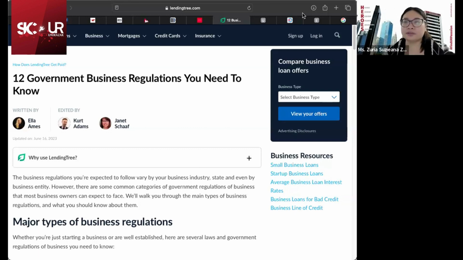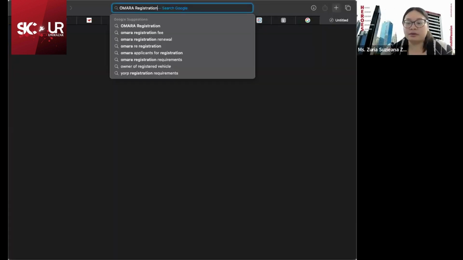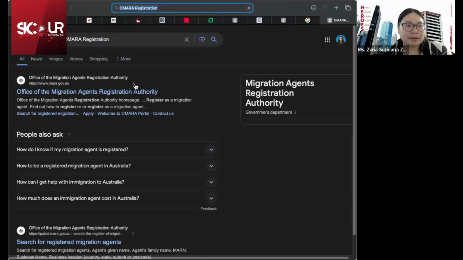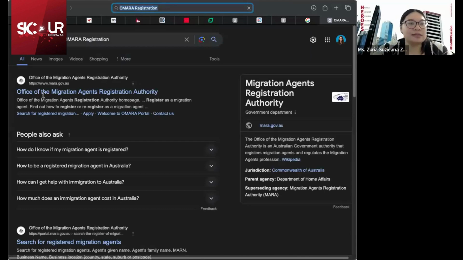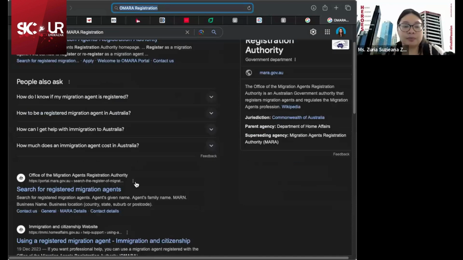What should I Google for this? Omara registration. Oh, okay. This is an Office of Migration Agents Registration Authority. So this is to import foreign worker, right? Foreign worker. And then there are a lot of processes. And we have a lot of other cases as well, right? Frauds regarding this migration, then not using the right or proper documentation.